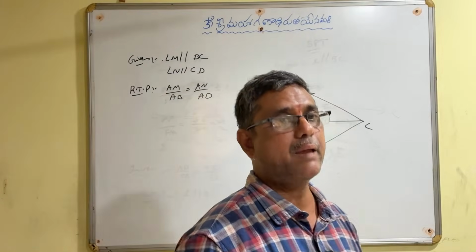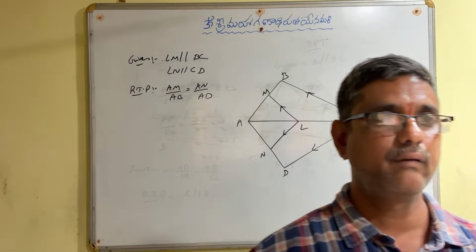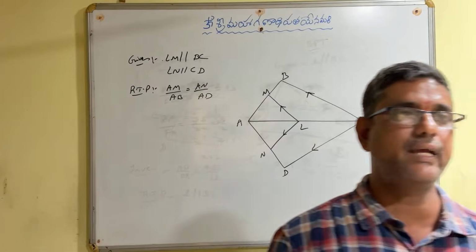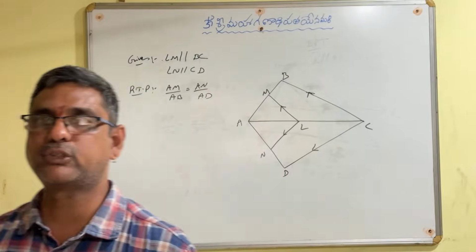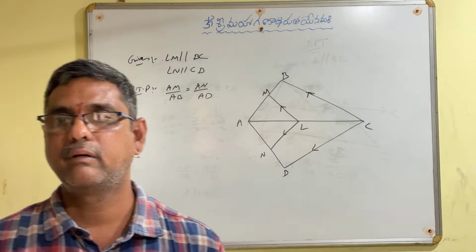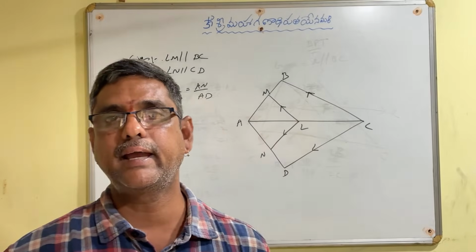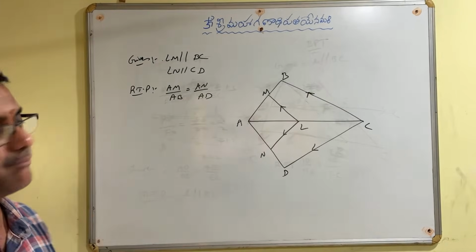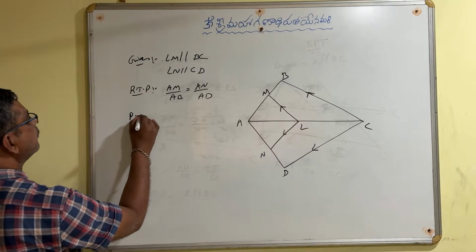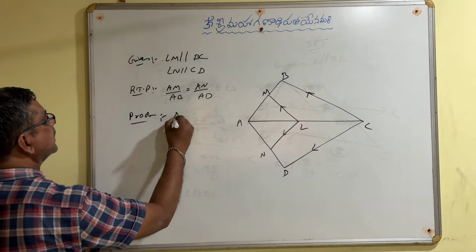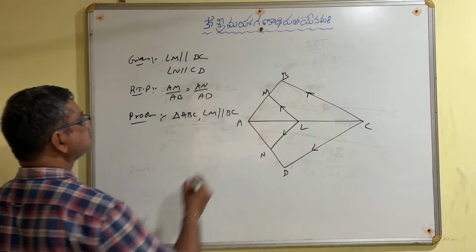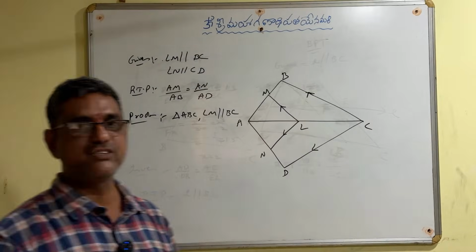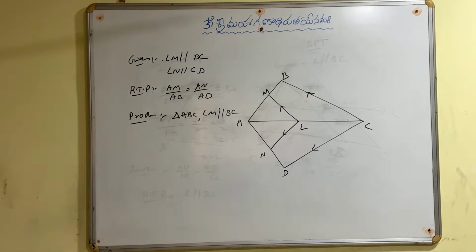In order to apply the basic proportionality theorem, we need to consider triangle ABC separately and ADC separately. Okay? Proof. Consider triangle ABC where LM is parallel to BC. Okay.